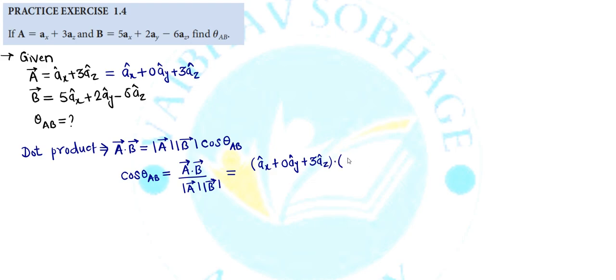So what is that vector B? We have that to be 5ax plus 2ay minus 6az, divided by magnitude of vector A and magnitude of vector B. So magnitude of vector A is given by the square root of the square of all of the components of your very first vector. So what are the components of vector A?